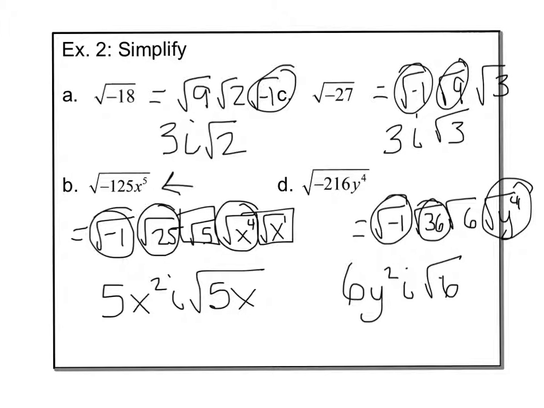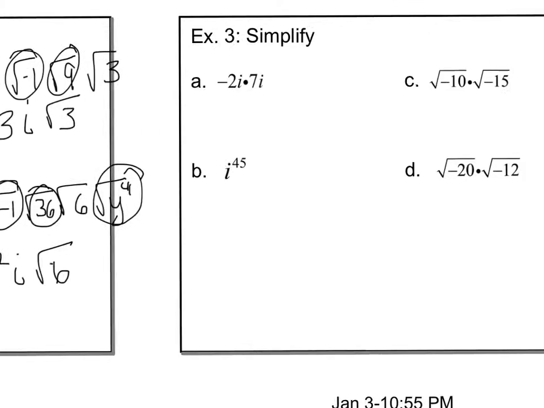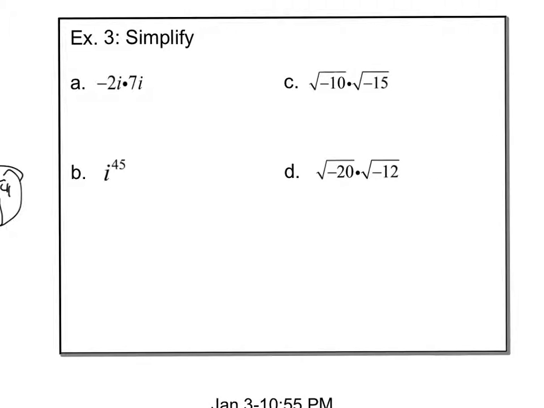Hopefully you aren't too confused, because we're going to move on and do something different. We're still working with our imaginary numbers, but now they're in a different form. So we're going to start out with part A. Part A, if you notice, asks us to multiply. So what we're going to do is multiply our whole numbers together. So negative 2 times 7 gives us negative 14. And we're going to multiply our imaginary numbers together, which is i times i, or i squared.